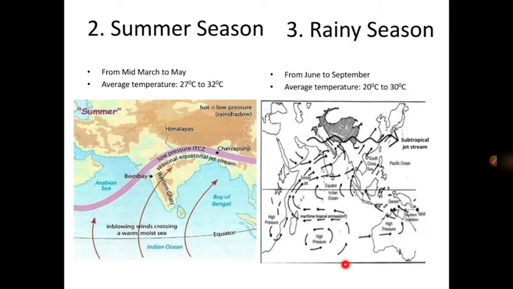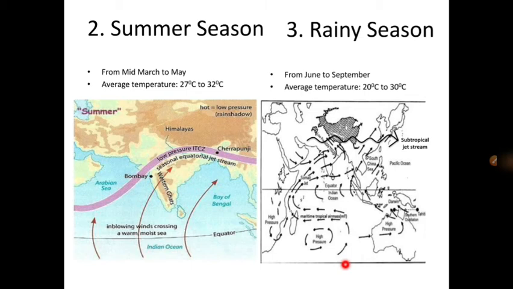Now, the second season is the summer season. It extends from mid-March to May, and the average temperature of this season remains between 27 to 32 degrees centigrade. The hot season continues from mid-March to the end of May.